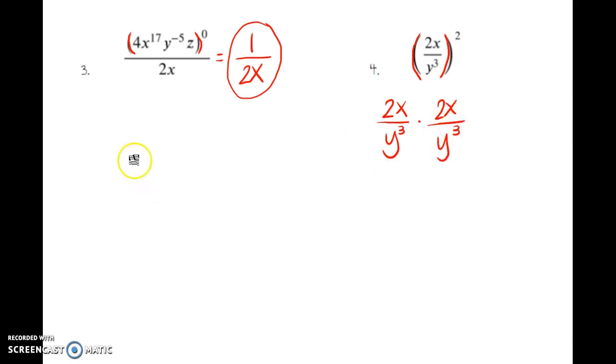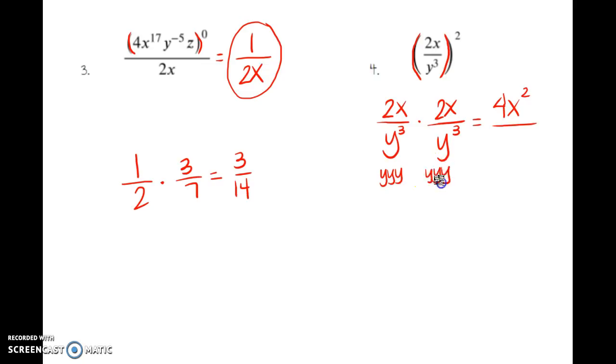We know to multiply fractions, for instance, if I had 1/2 times 3/7, you would multiply across. 1 times 3 is 3, 2 times 7 is 14. So we're going to do the same thing here. You multiply across. So 2x times 2x, I can multiply 2 times 2 and get 4. X times x, that's x squared. So 4x squared over y cubed times y cubed. If we can't remember what to do there, remember you can expand that. So 6 y's multiplied together, so that's going to be y to the 6th. We want to do a double check. It doesn't look like anything else can simplify, so that would be our final answer. 2 problems left.